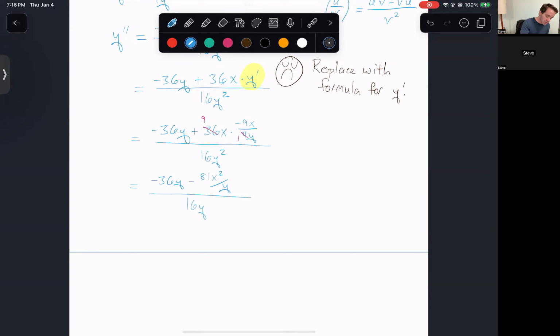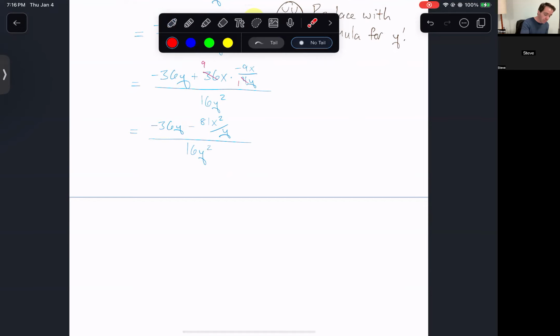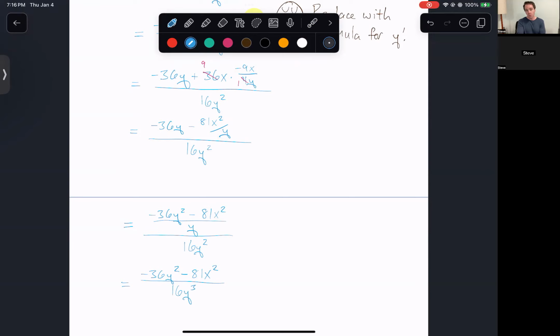Get common denominators on the top. So this needs to go over y. That will be negative 36y squared minus 81x squared, both of those over the single y, that's just this one, but then also over 16y squared. Now, you may immediately jump to this, which is fine: negative 36y squared minus 81x squared all over 16y cubed. If your algebra is a little faster than this, you can skip a few steps ahead. I'm trying to do this so that everybody can follow along.